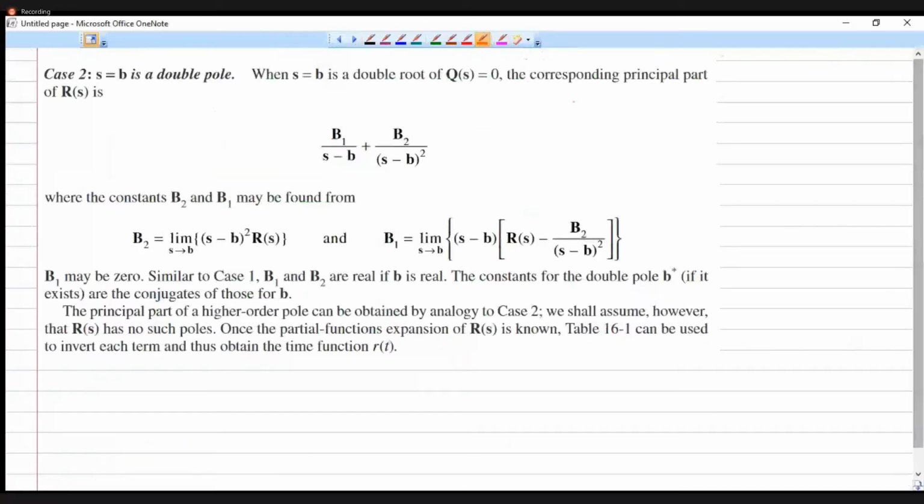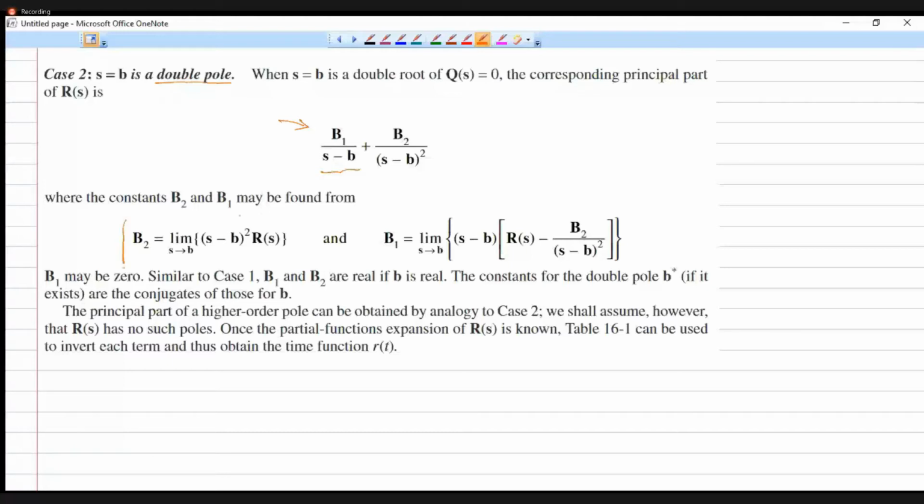And the second case that we can encounter is when we have repeated poles, otherwise called a double pole. An example is given here. When r of s has s minus b the whole square repeated like that, in order to use the partial fraction expression, we have to split it into partial fractions like this. And in order to evaluate the values of the constants b1 and b2, we have to rely on these equations.